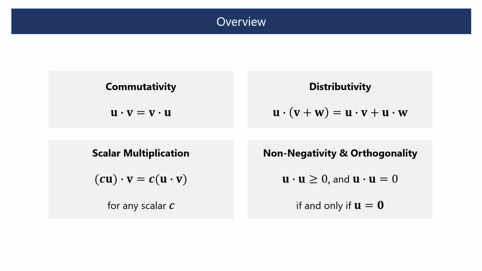These properties are foundational for understanding more advanced concepts in linear algebra, such as projections, orthogonality, and structure of vector spaces. First, let me briefly explain each property. Commutativity. The dot product of two vectors does not depend on their order. Swapping the vectors gives the same result.